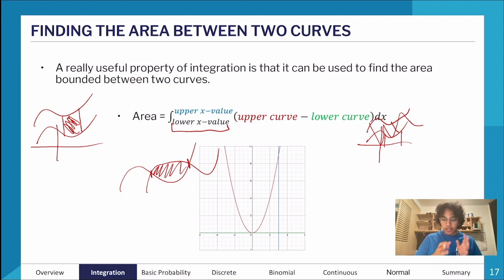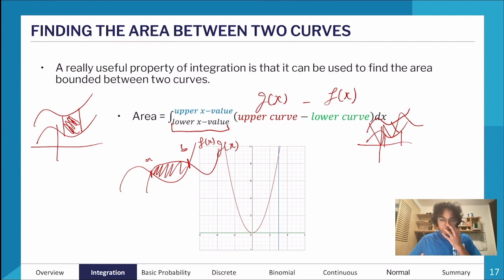Okay, so you want to work out what those lower and upper x values are, and then you want to determine in that region which function is the upper function and which one is the lower function. So in this case, I'm going to call this line g of x, and this line f of x. We can see that in the region from, let's say, a to b, g of x is above f of x, right? And so g of x, in this case, would be the upper curve, and we'd be subtracting f of x from that.